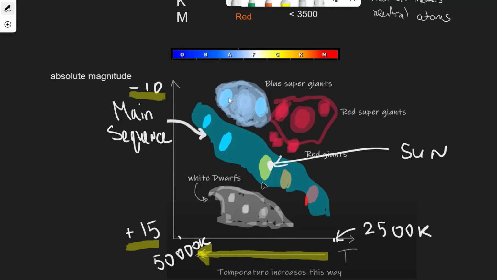Remember, when the sun loses its hydrogen fuel, it will eventually turn into a red giant. The red giant region is right across here. And after it becomes a red giant, it will end up being a white dwarf eventually. So it will move to this part of the diagram.